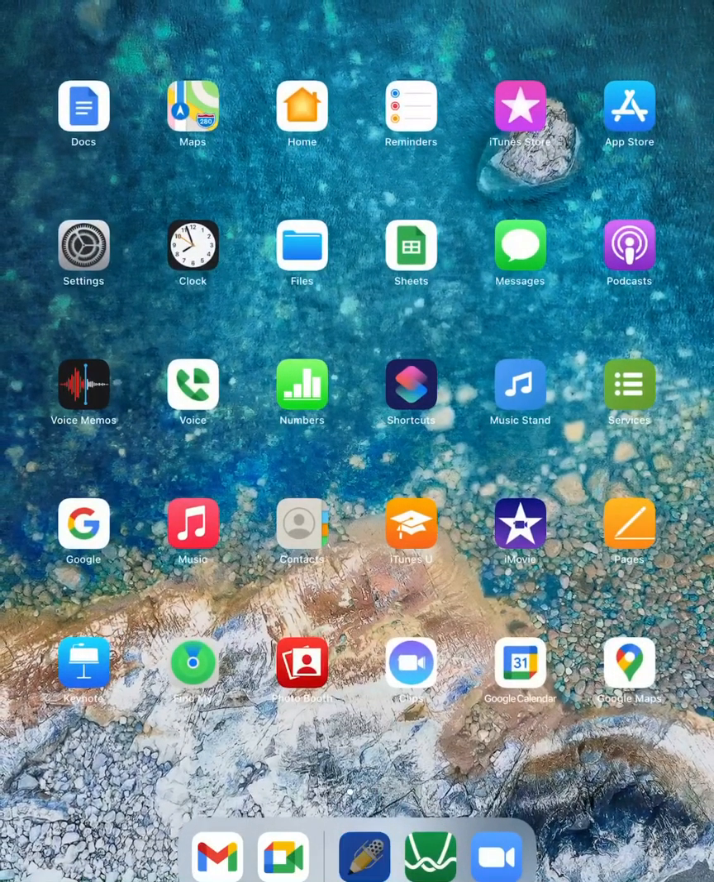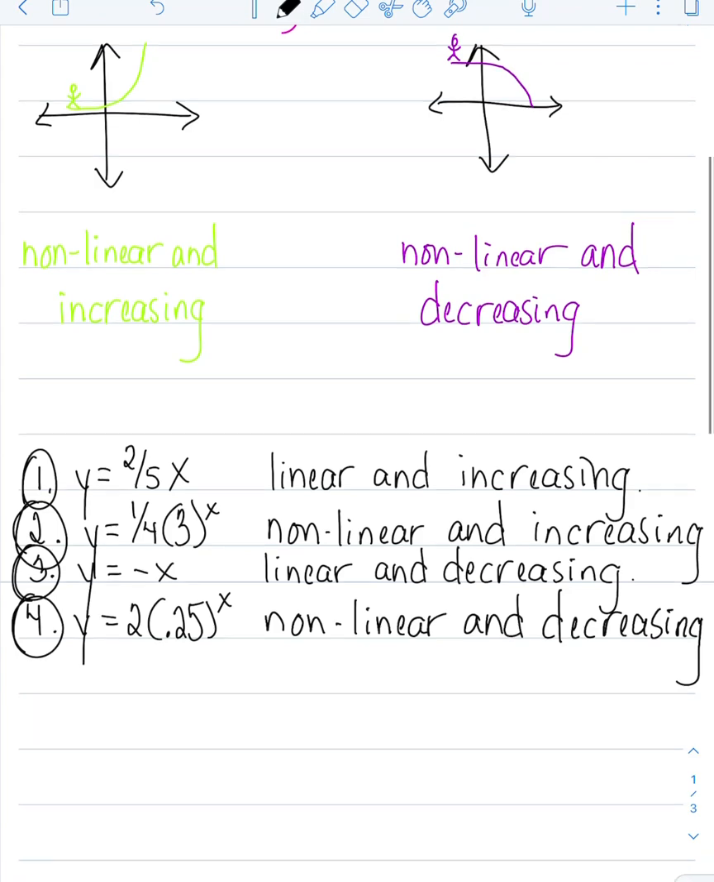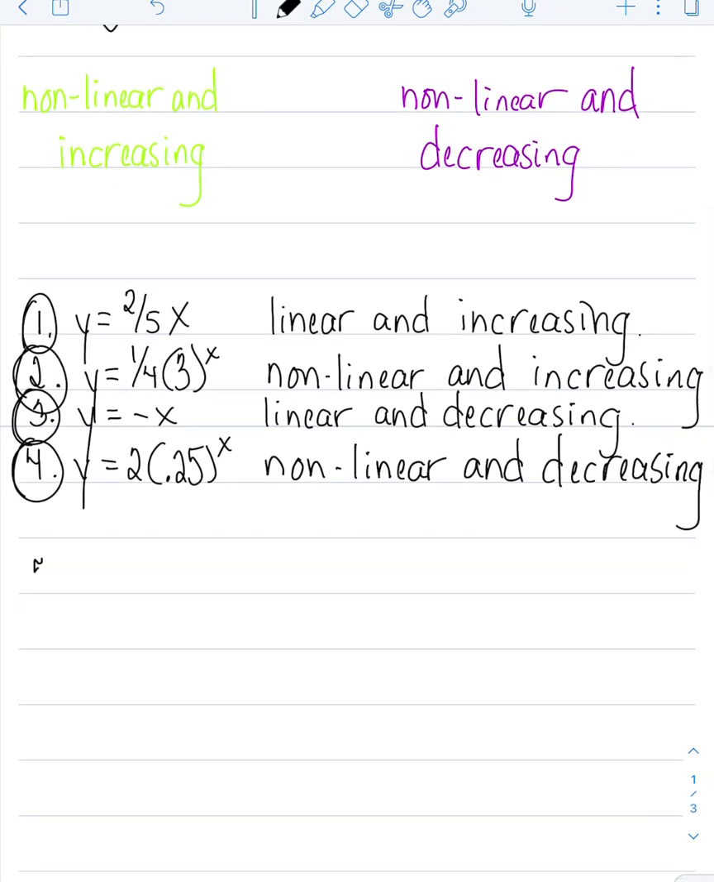So that's non-linear, and going down means it's decreasing. So that's what you do if you have equations. Now let's take a look at a different type of relationship. What if you had a table?